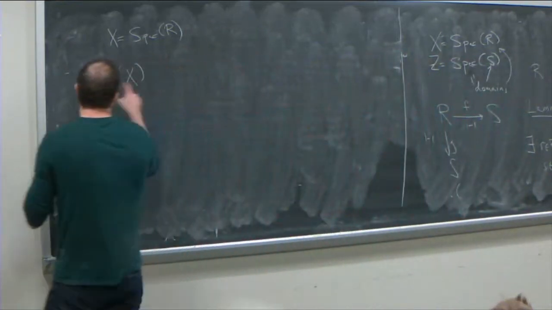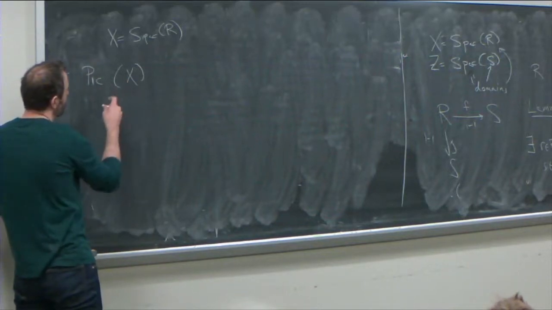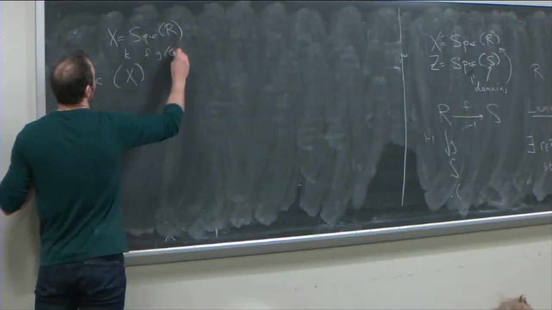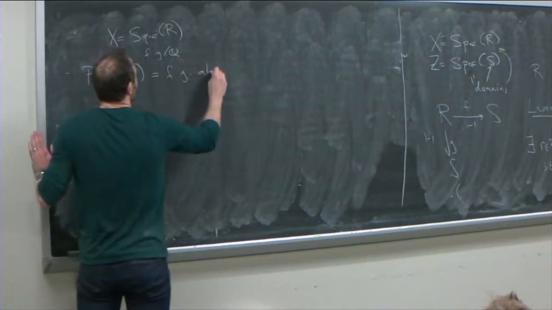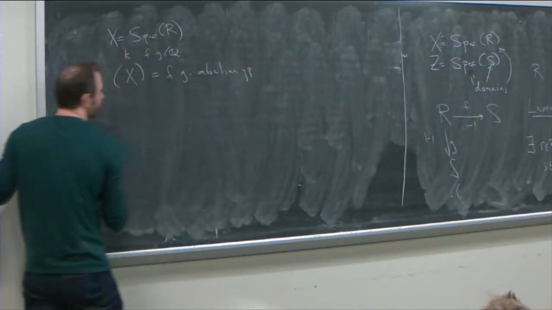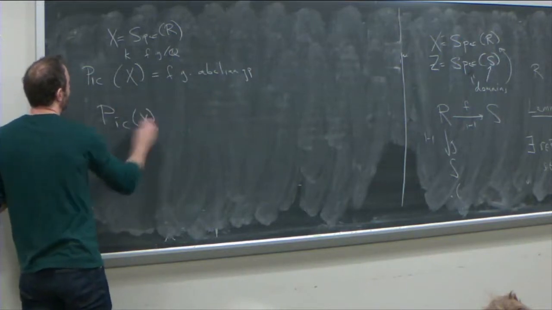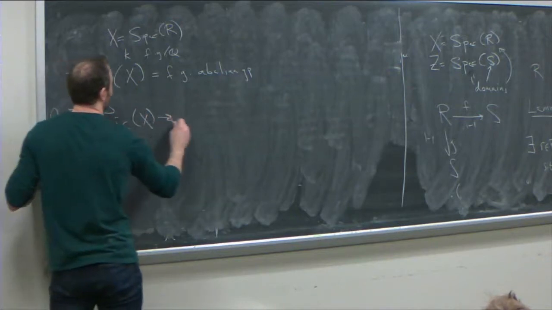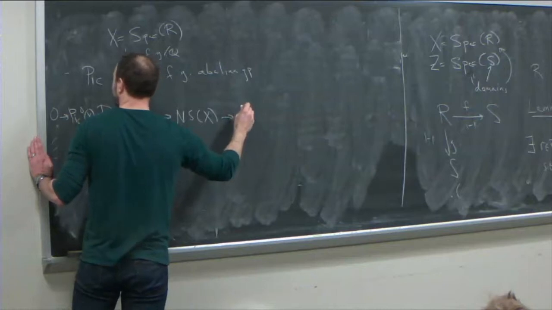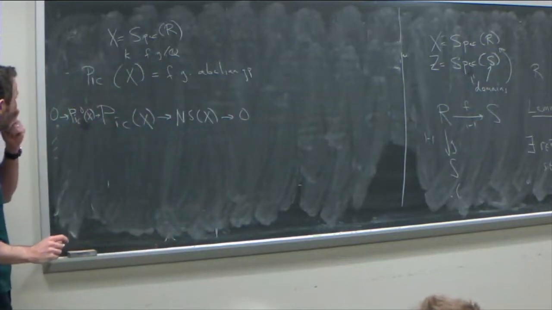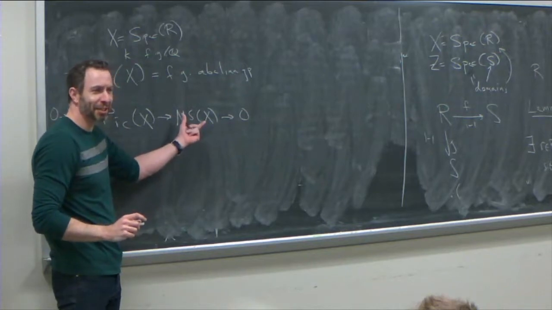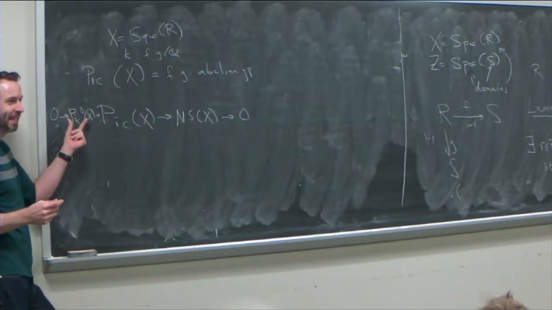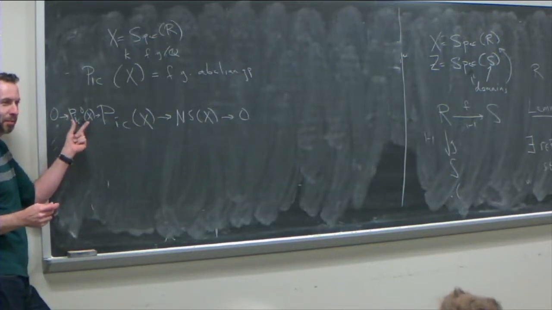If you look at the Picard group of your variety, over a K that's finitely generated over Q, you have some short exact sequence like this. The Néron-Severi group is always a finitely generated abelian group. This guy is an abelian variety, so it's not a finitely generated abelian group in general.